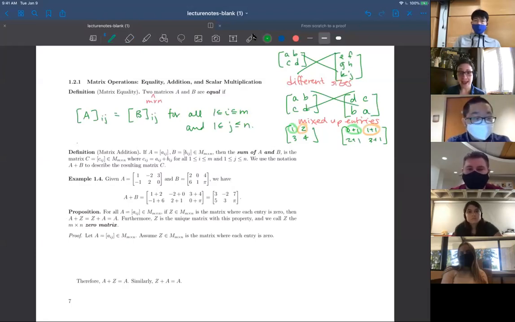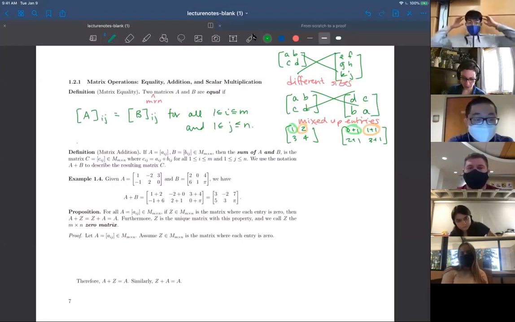Okay, so then we can add matrices. We can add them by just adding up, entry by entry in the same positions. So that's not so surprising. It's like how you add vectors, right? You add vectors by adding up things in the same position. And once we have these two definitions, we can start proving stuff with these two definitions.